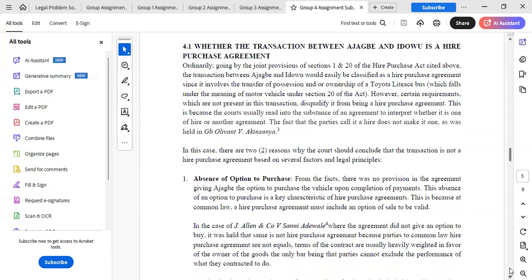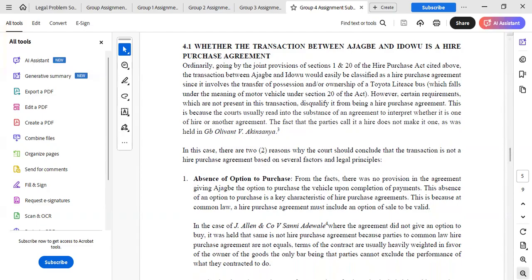Okay, now after that has been defined, that's why I really love what happened in this particular instance. This was one of the best papers I looked at and rated well because it defined it. It then went ahead to say, in this case, there are two reasons why the court should conclude the transaction is not a hire purchase, because the question was, what should the court conclude? Then you see that the application of the law is now being done here. Absence of option of purchase.